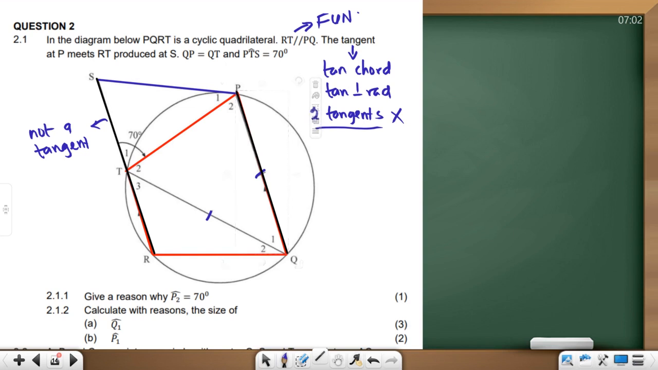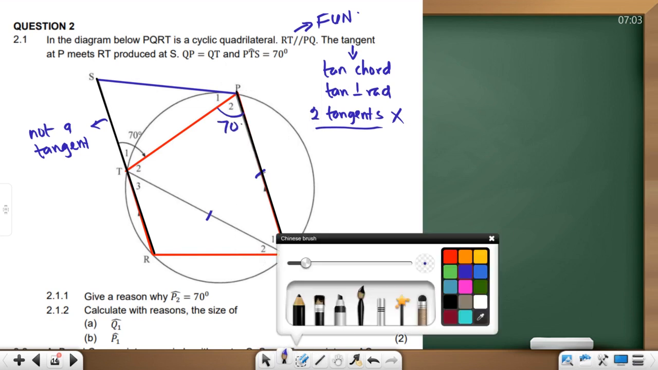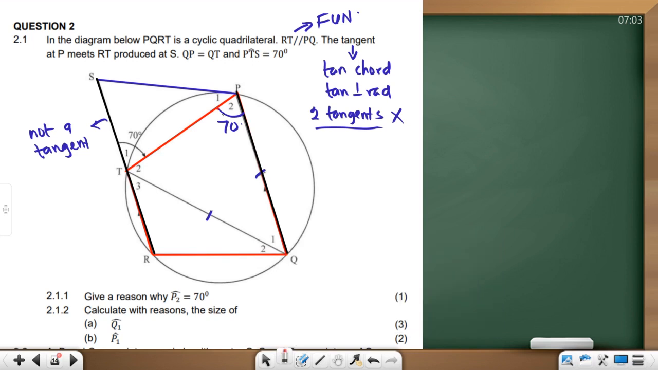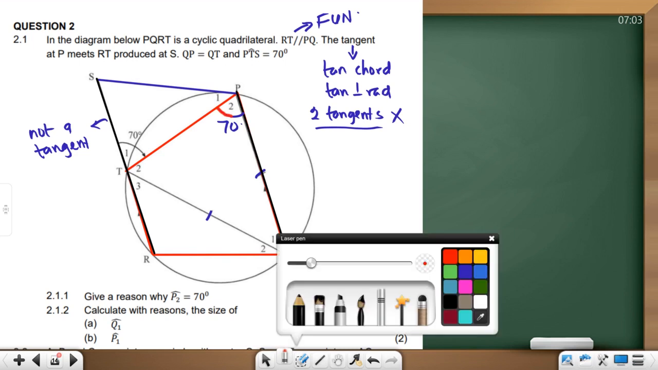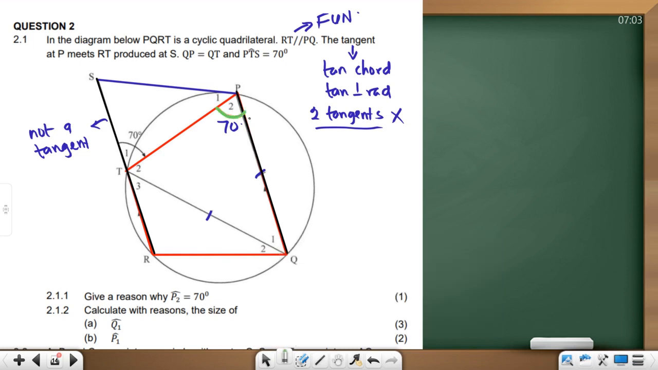Give a reason why P2 is 70. Oh, this examiner is so nice. They've already given me P2 as 70. But what could the reason be? Let me get a highlighter. What could the reason be? All right, P2. Okay, wait, hold on. This is how I do it. You've got to look at that angle and see where it comes from.